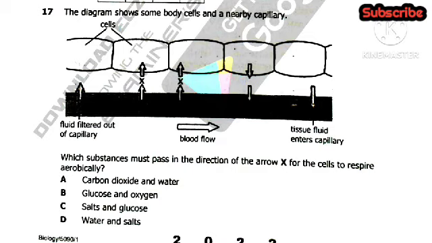Listen, during aerobic respiration, oxygen and glucose combine to release carbon dioxide and water. So you realize that aerobic respiration is the opposite of photosynthesis, and therefore the answer is A. Carbon dioxide and water should be removed. The answer is A.